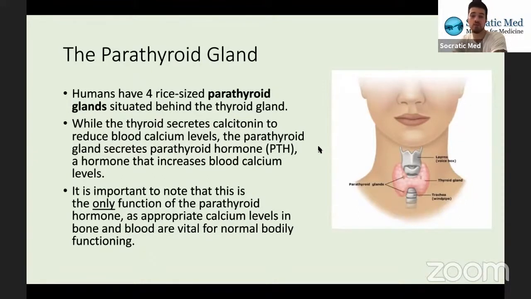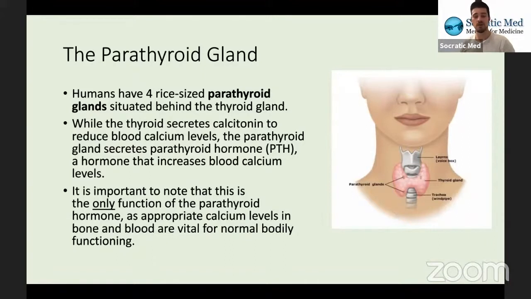but it's because they only have one function, basically. So the thyroid secretes calcitonin to reduce blood calcium levels. The parathyroid gland secretes parathyroid hormone to increase blood calcium levels. So they work in tandem to adjust your calcium level because it's a pretty important ion. It's involved in a lot of nervous signaling and a lot of muscular contraction. So it's important to note that this is the only function of the parathyroid hormone.